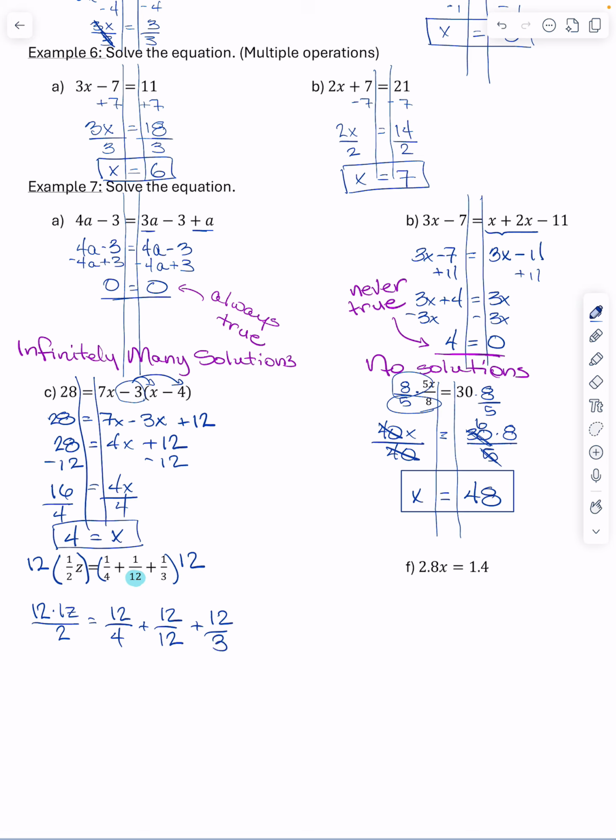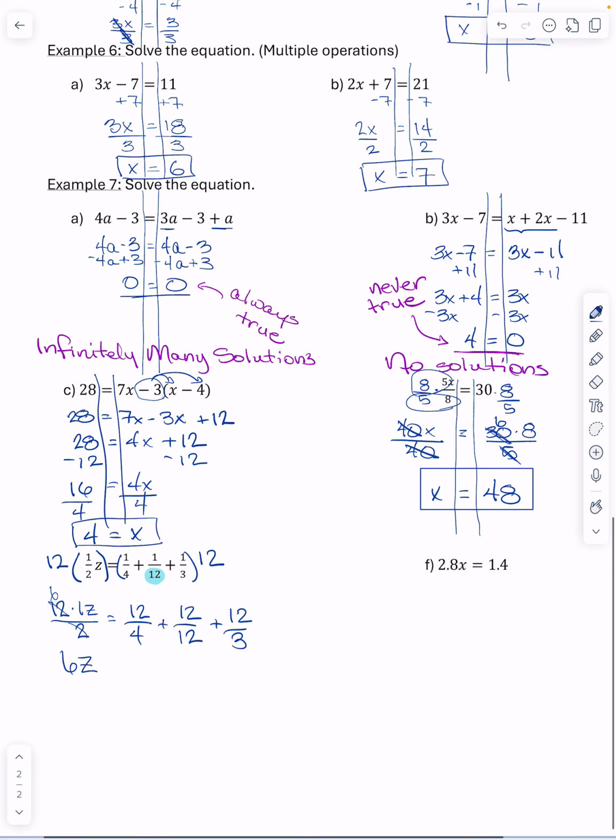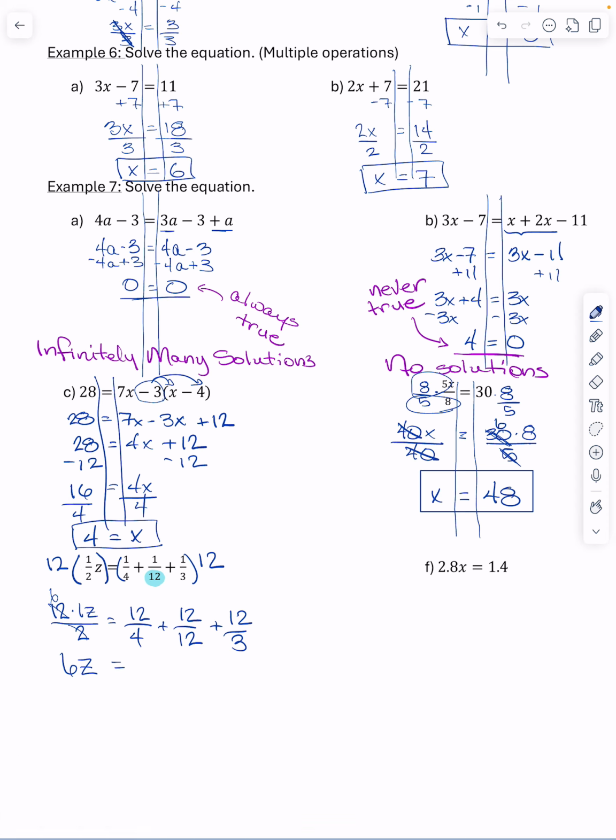This is helpful because what happens now is I can rewrite this with entirely whole numbers. 12 divided by 4 is 3. 12 divided by 12 is 1, and 12 divided by 3 is 4. I get 6z equals, let's see, 3 plus 1 is 4, plus 4 is 8. We divide both sides by 6, and I can reduce that into 4 over 3. 2 goes into both 8 and 6.